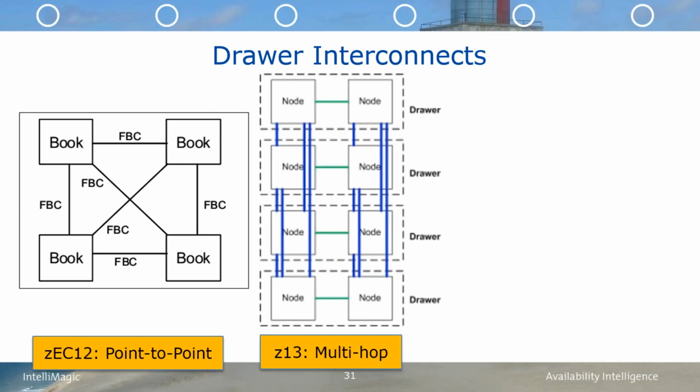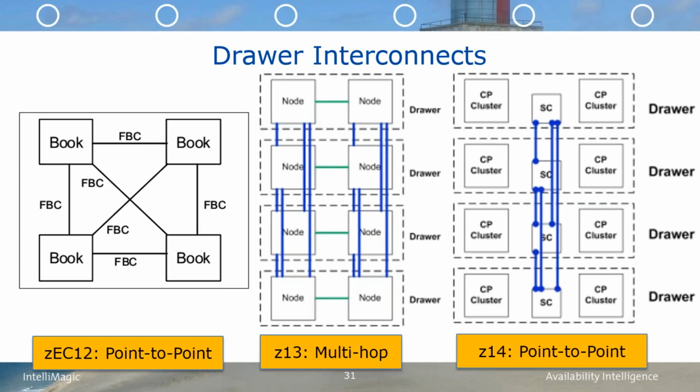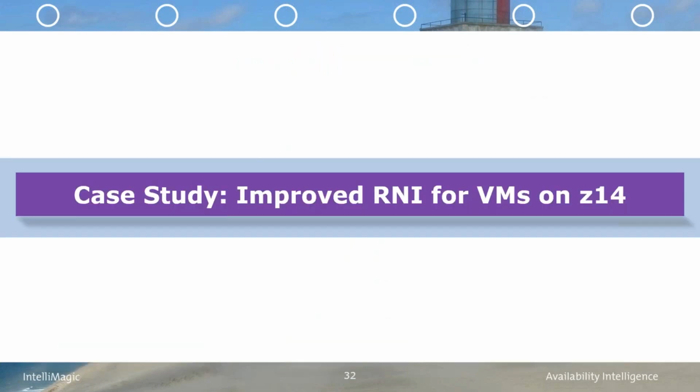This helps explain why LPAR topology plays such a major role in RNI on the Z13 and why some high RNI workloads had performance challenges migrating to the Z13. The Z14 design unifying the level 4 cache and the system controller restores point-to-point connectivity between all the level 4 caches.